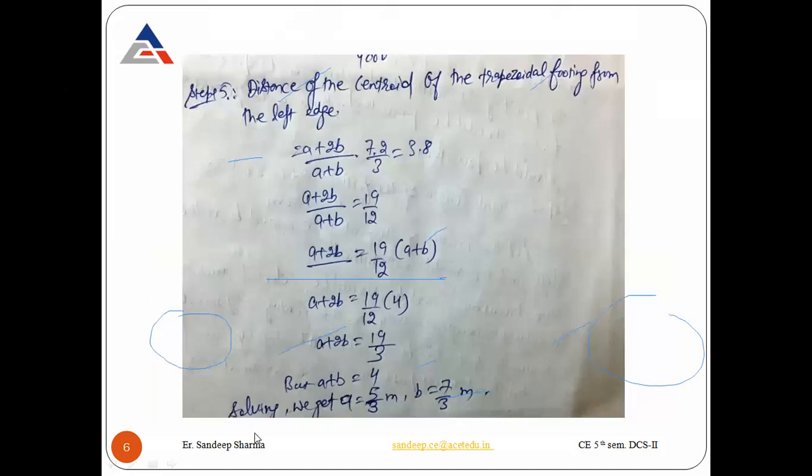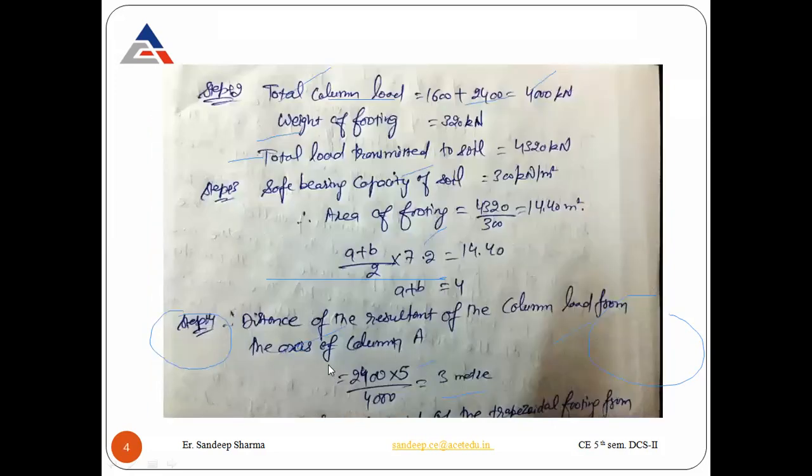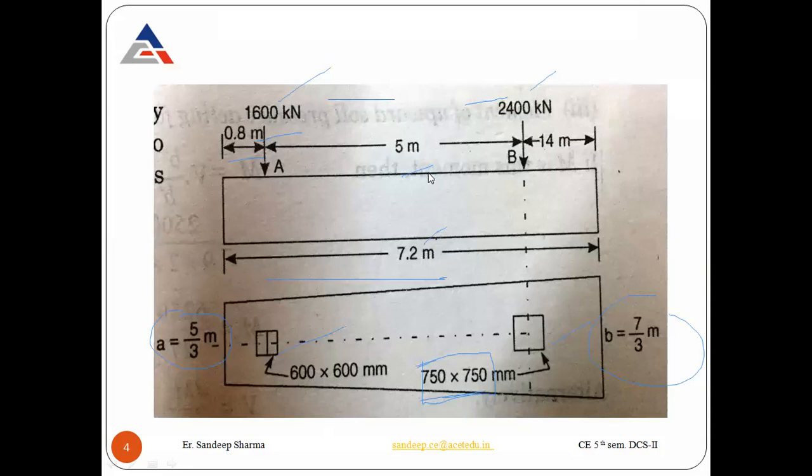So in step number 5, you can see here the distance of the centroid of the trapezoidal footing from the left edge. So from the left edge, that will lie at the 1/3 we have. So about the length of the 1/3, that is equal to 3.8 meter. And how do we get this 3.8 meter from the left edge of the footing? Because here we have the 3 meter, this is the resultant from the axis of column A. So when you add the projection 0.8 from the left edge of the footing, the total that you get is 3.8 at the center of the footing there.